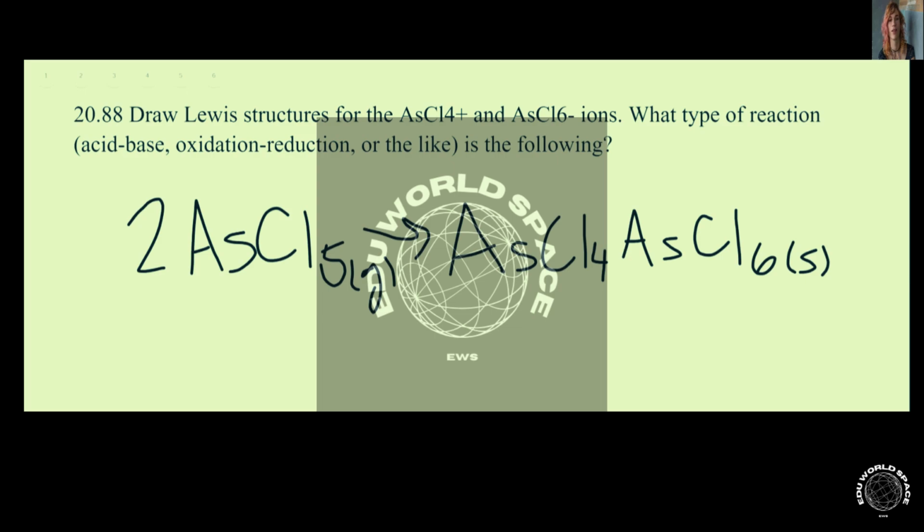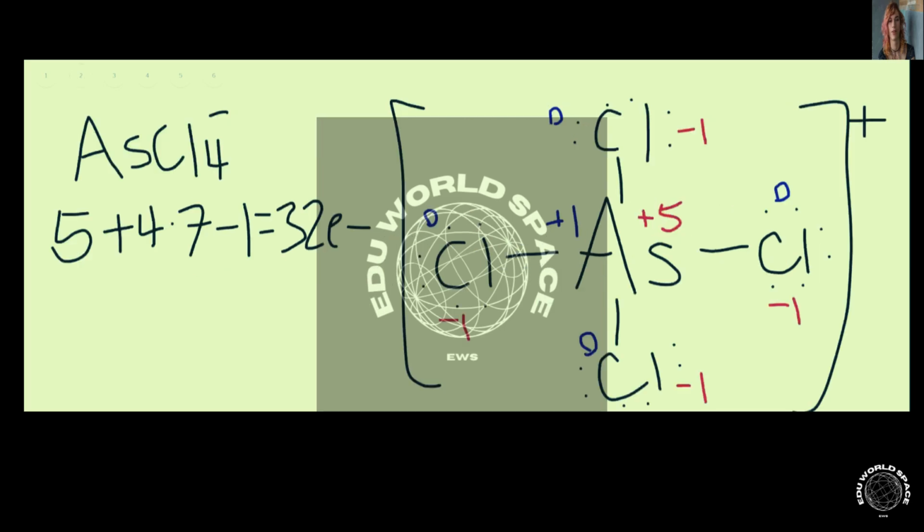So in this video, we're going to work through question 88 from chapter 20, which says to draw Lewis structures for the AsCl4 plus and AsCl6 minus ions. What type of reaction, acid-base, oxidation reduction, or the like, is the following? So our reaction is 2AsCl5 reacting to form AsCl4 AsCl6, the ionic compound of our positive AsCl4 ion and our negative AsCl6 ion. So let's go ahead and start drawing Lewis structures.